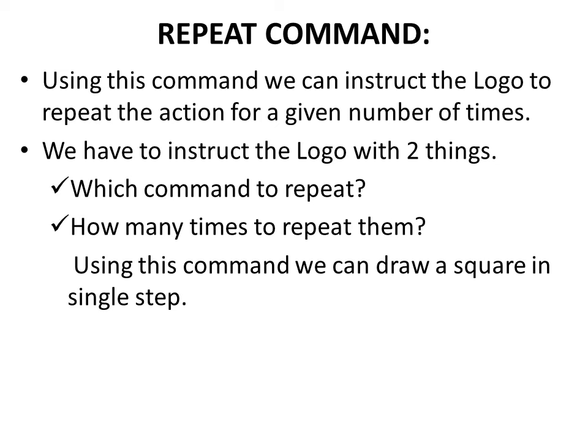So RT space 50: if we are turning right, it has to move 50 and we have to make it repeat. For that, after giving the right command, we give this repeat command to make the operation repeat again. Using this command, we can draw a square in a single step. Using the repeat command, we can make the turtle draw a square in the window. We must mention which command is to be repeated and how many times.